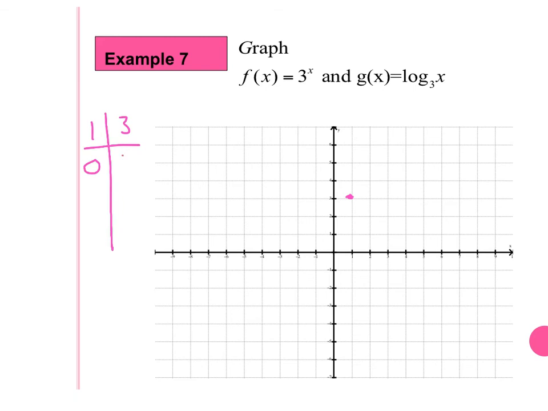Next we can plug in 0. So 3 to the power of 0 is just 1. So we'd have our point there. And then next we can plug in -1, which would give us 1/3. So it would be a point right there-ish. And then if we wanted to, we could plug in 2. And we would know that this is 3 squared, which is 9. It would be off the charts up here. So our function is going to have this shape graph.